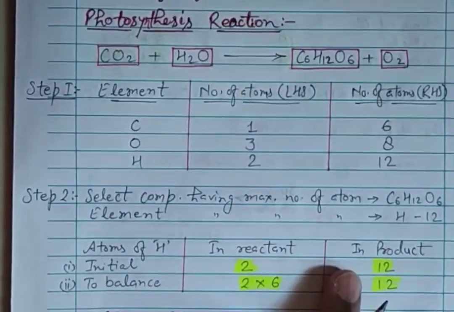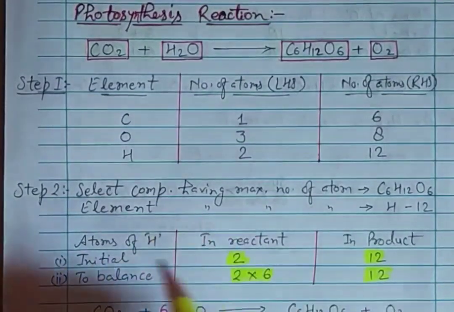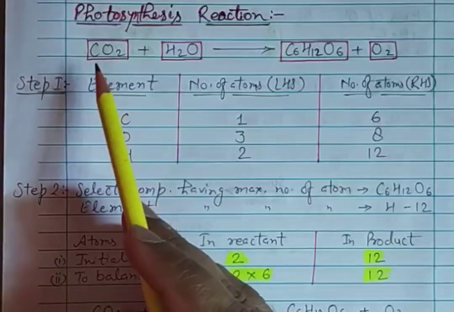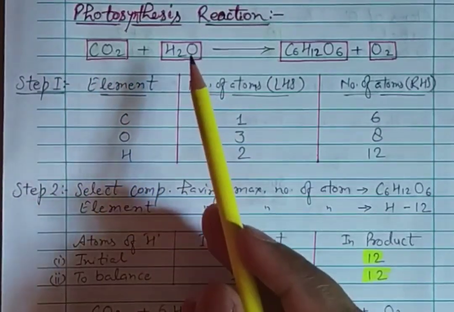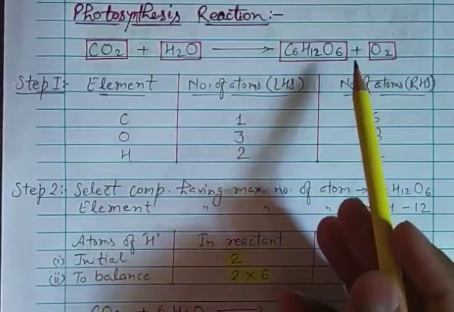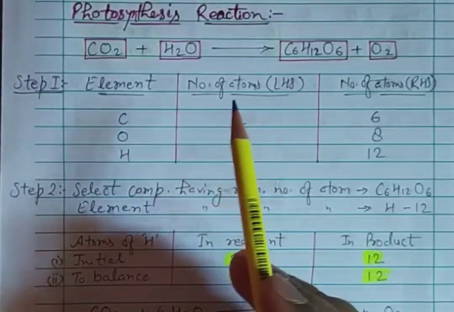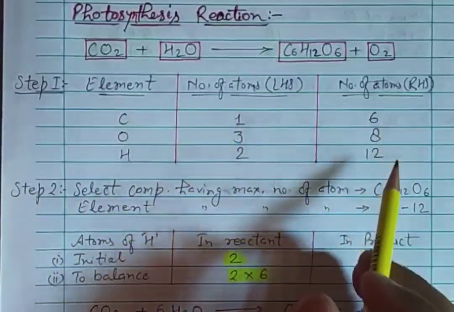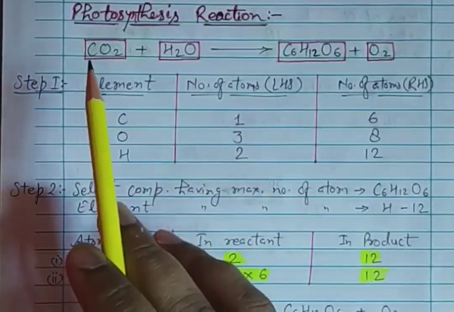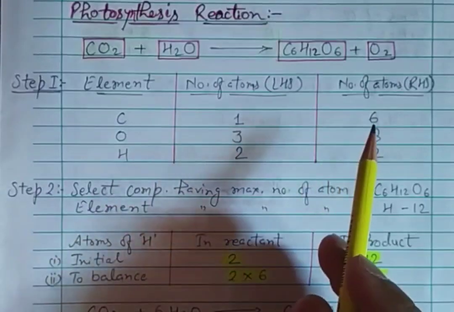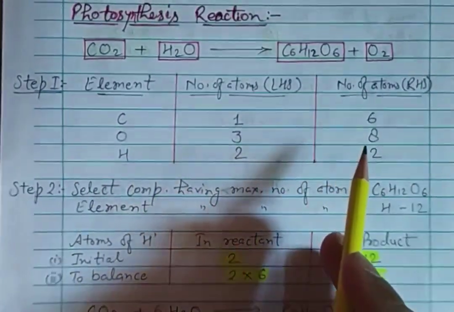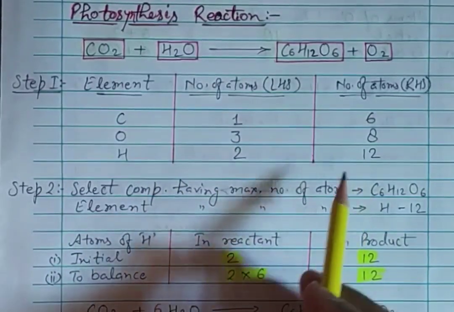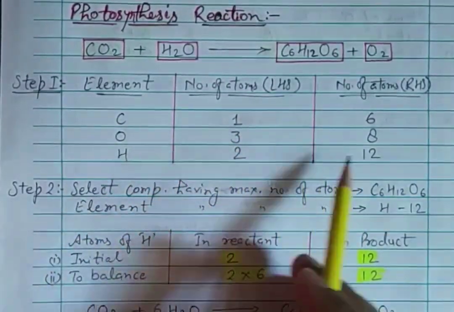Okay, so first of all, in the first step we note down all the elements. We see in the reaction only carbon, oxygen and hydrogen are present on both sides. No other element is there. So on the left hand side and right hand side we note down the number of atoms present: carbon is 1 on the left and 6 on the right, oxygen is 3 and on the right side 8, hydrogen is 2 and on the right side 12. So by this we can see that all the atoms are not balanced.